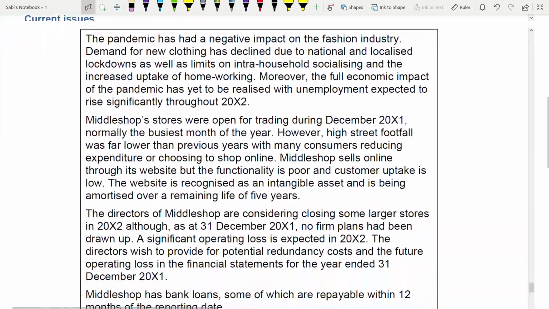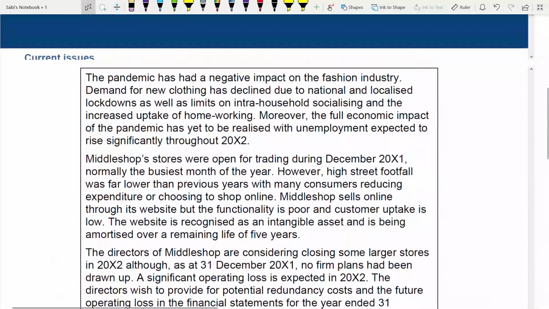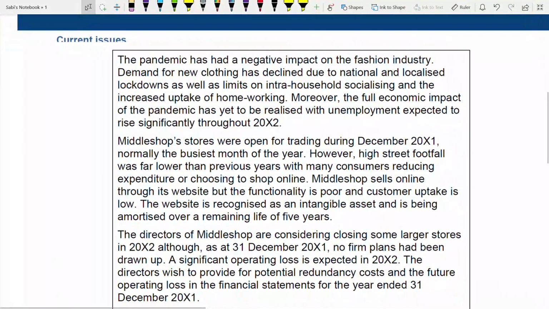So here the pandemic has a negative impact on the fashion industry. Demand for new clothing will definitely decline because of the lockdown. Also there has been increased household socializing, and increased uptake of home working, because now everyone is working from home, no one wants to work outside. So anyway, new clothing demand will decline, and because of this unemployment also increased.